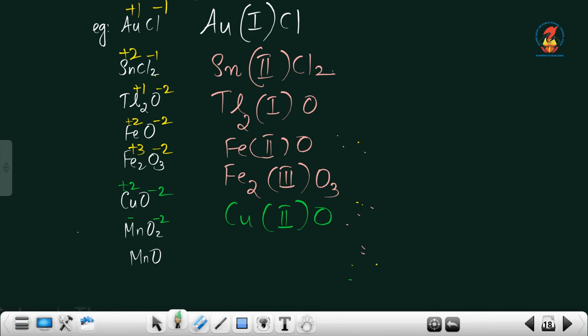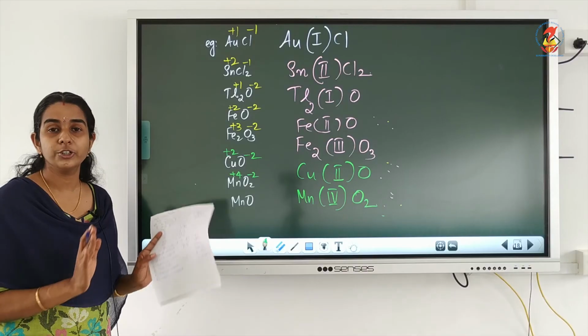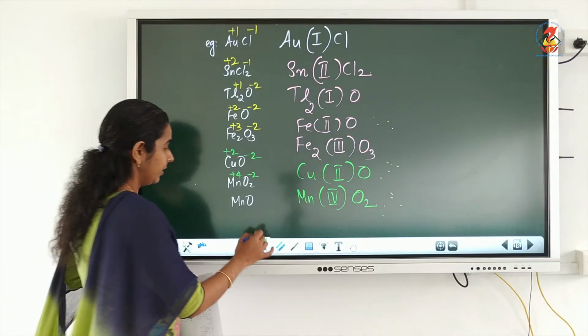So here we have only one manganese, so it should be +4. So how can we write the formula? Manganese 4, O2. Write the formula as such. The molecular formula should be the same as such.